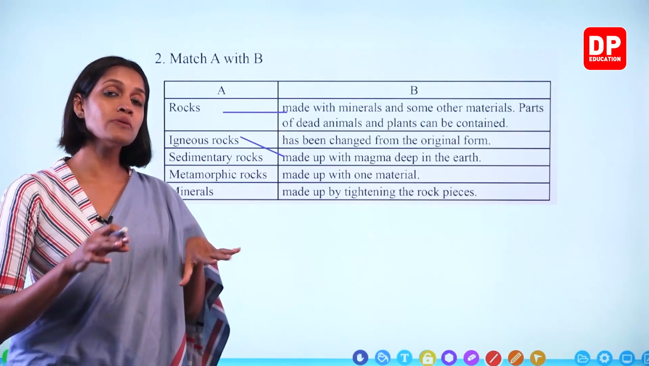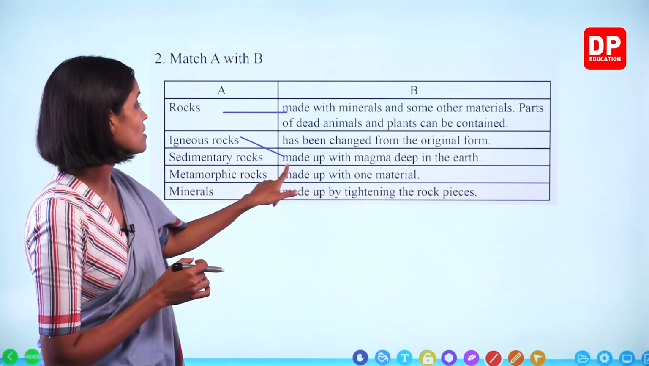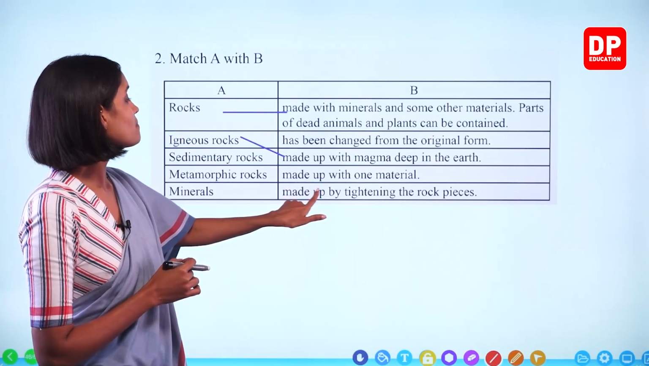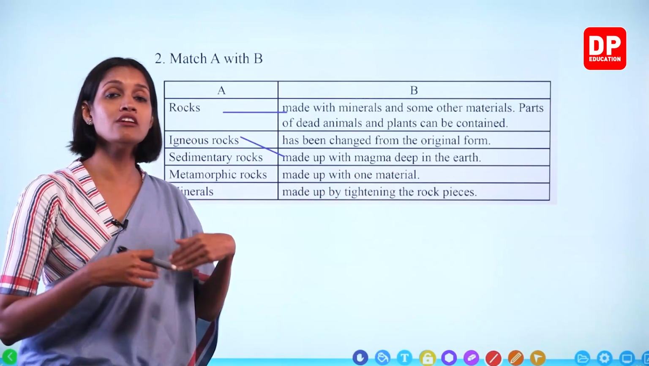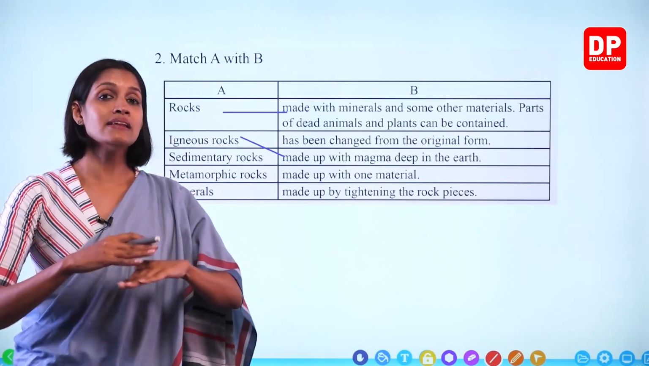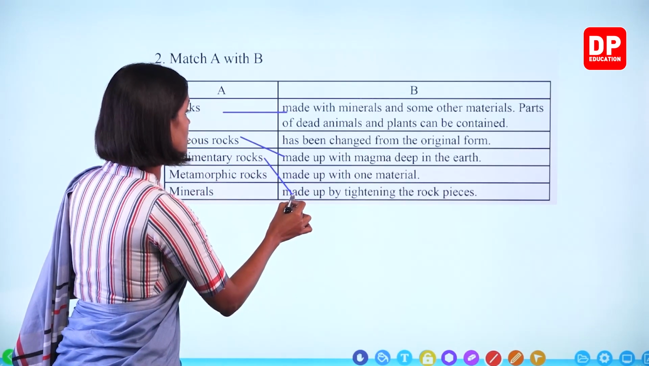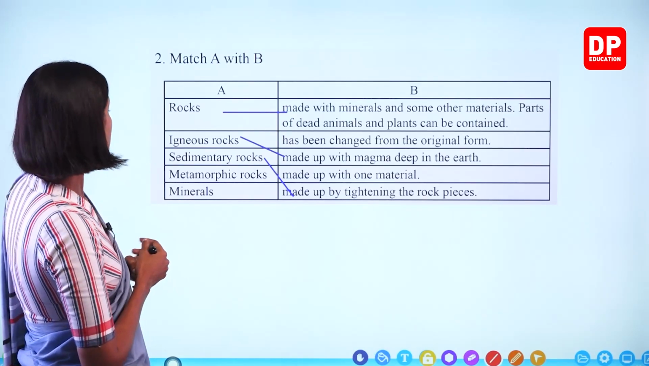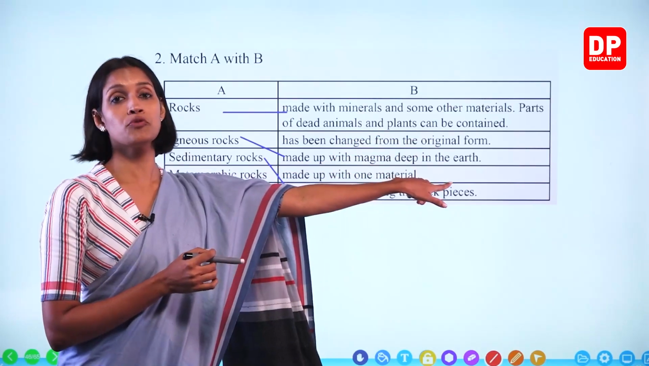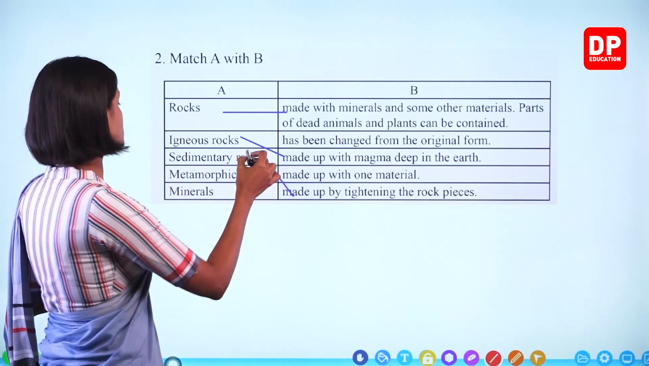Sedimentary rocks form because of deposition of substances as layers, okay? So sedimentary rocks are made up of rock pieces, made by tightening the rock pieces due to weathering of igneous rocks. These tiny pieces go into another place and get layered up, and then sedimentary rocks are formed by tightening of the rock pieces. Right? Metamorphic rocks have been changed from the original form. Either igneous or sedimentary rocks undergo changes and metamorphic rocks are formed.